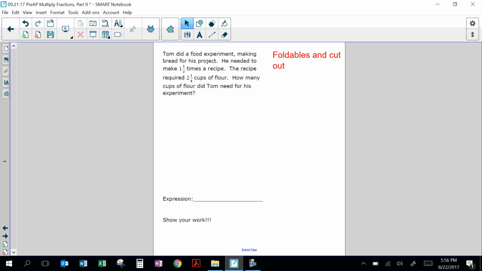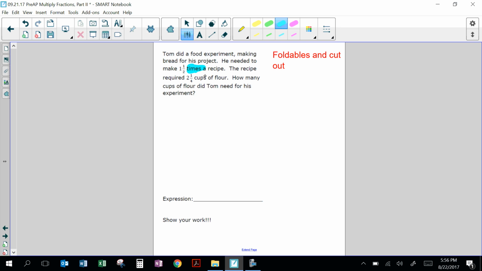And our last question. Tom did a food experiment making bread for his project. He needed to make 1.5 times. I'm going to highlight that. On last year's STAR test, there was a question like this. Kids did not see the word times. They added the numbers or divided the numbers. It says it: I'm making 1.5 times. I'm doubling times.